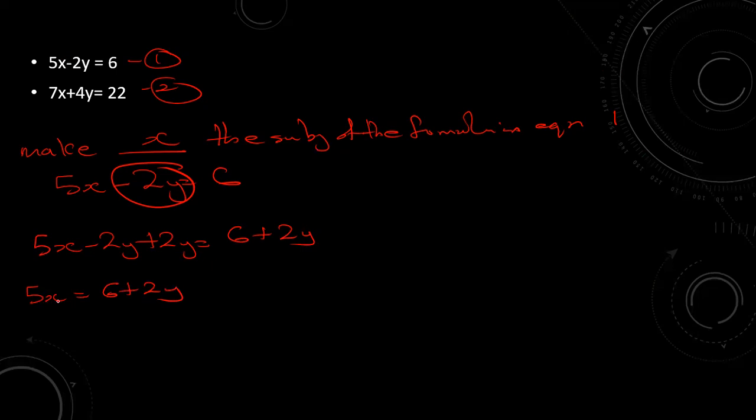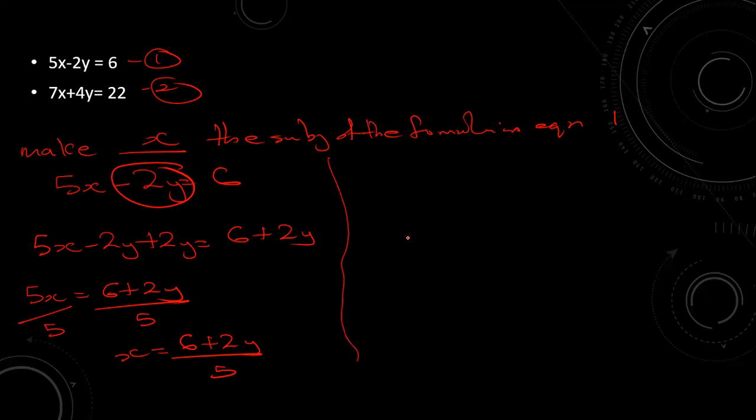So we want to find only x, so we can divide both sides by 5. I'm not writing it out per se, like divide. I'm just showing you how I'm doing it quickly. But if you don't understand, you can maybe slow it down. Okay, so we have 6 plus 2y over 5. So x equals 6 plus 2y over 5.